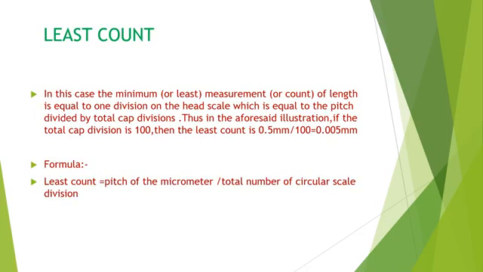Least count is the minimum measurement of length, equal to 1 division on the head scale, which is equal to pitch divided by the total cap divisions. Thus, if the total cap divisions is 100, then least count is equal to 0.5 mm divided by 100, which is equal to 0.005 millimeters. Thus, the formula for least count is pitch of the micrometer divided by total number of circular scale divisions.